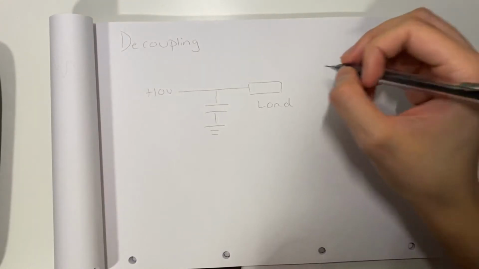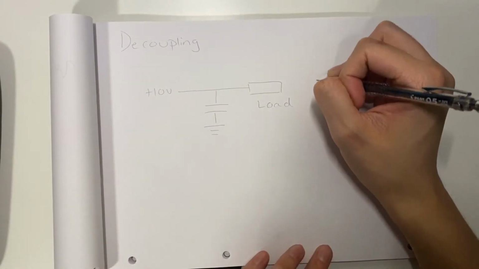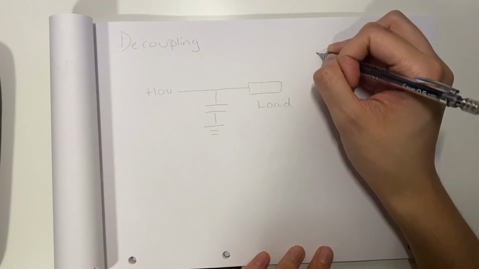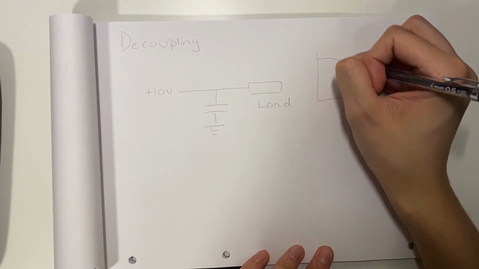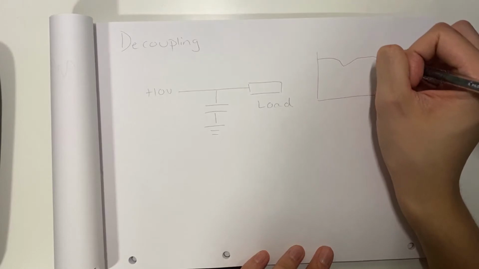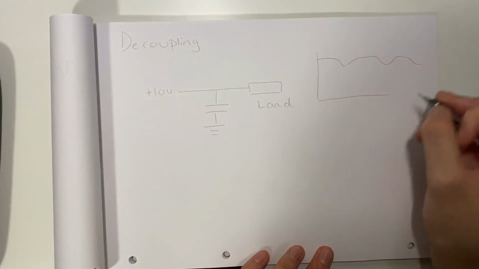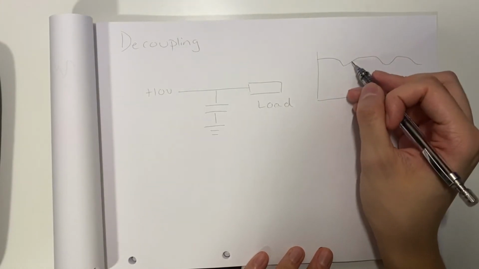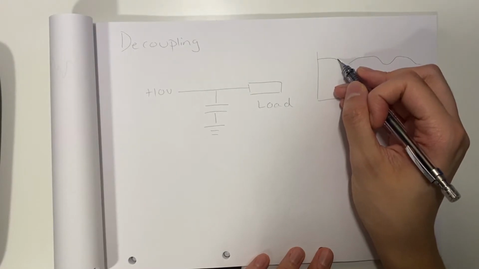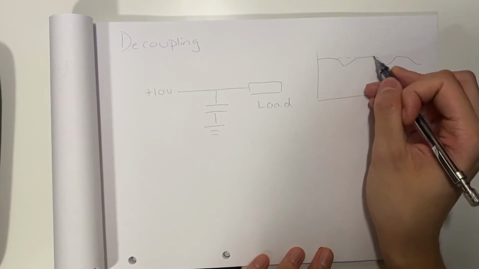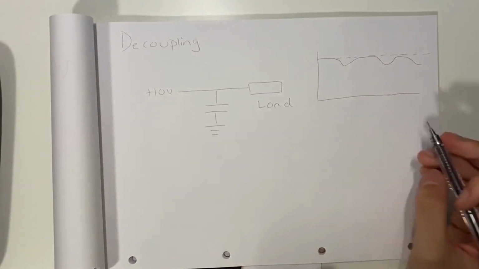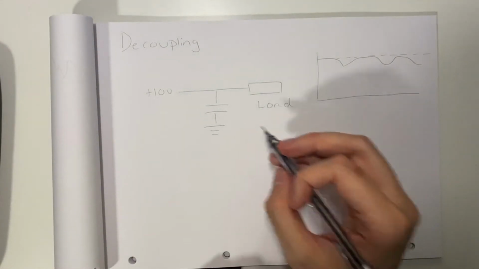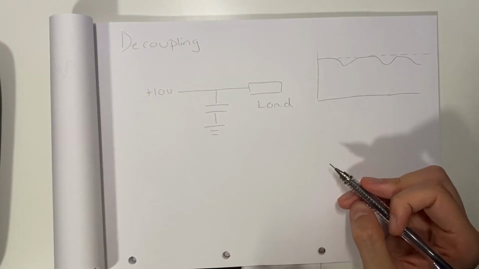So if you imagine our 10-volt supply, for some reason, it's acting like that. For example, we want to smooth that out and probably get something like that, a more straight, direct current, what we're used to seeing. And this is what this capacitor does to help smooth that out.